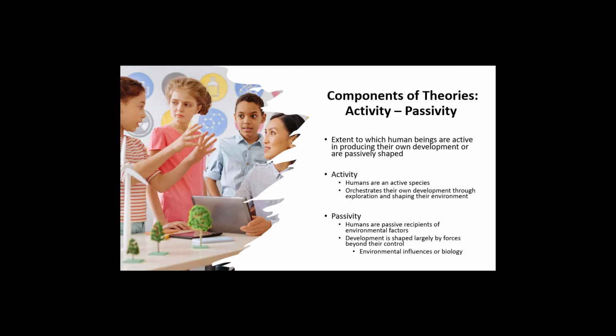Versus passivity, which refers to humans as passive recipients of environmental factors. Development is shaped largely by forces beyond their control, environmental influences, or biology. So the idea here is, you're developing and you're getting hit with genetics, some kind of biological change, or some other environmental influence. Your city gets bombed all of a sudden, and that's probably going to impact your developmental outcomes. Now, again, we see that both of these components of development are important in developmental outcomes.